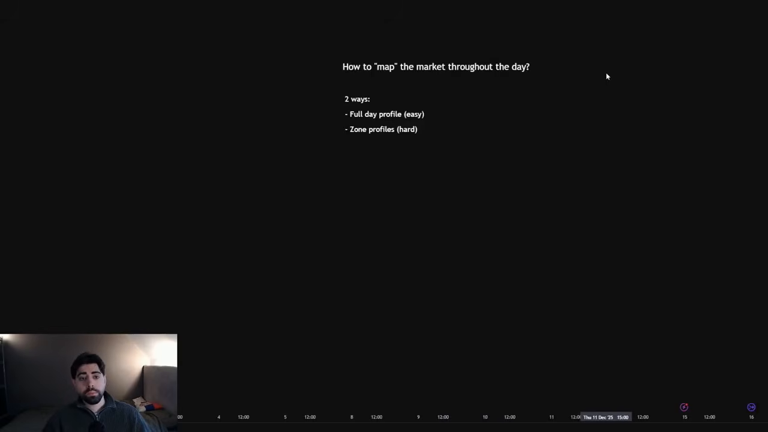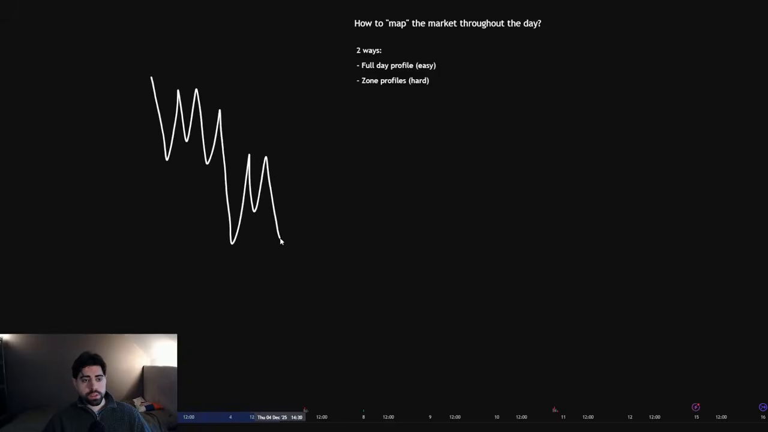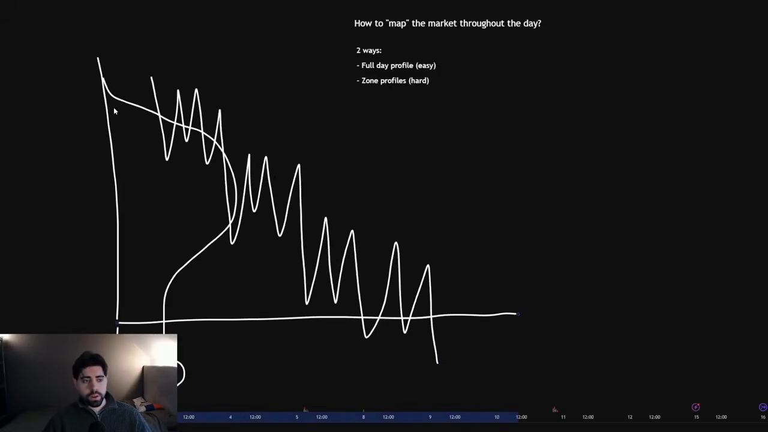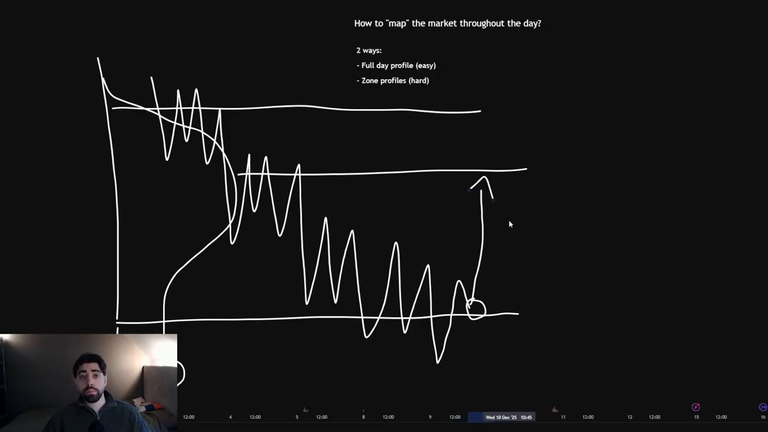Last thing, how to map the market throughout the day. So we got two ways. The first way is the easy way. You can use a full day profile. So when the market trades, you just extend your profile throughout the whole day. Then you have the value area low and value area high. If we are here, we are in discount, you can wait till we accept price back into value, look for aggressive participation here, and aim for the point of control. Just use the whole day's developing profile.